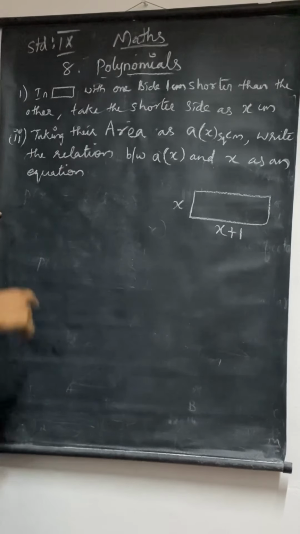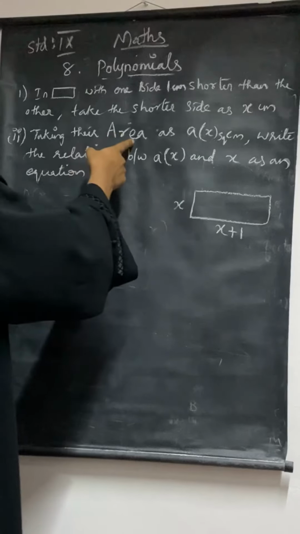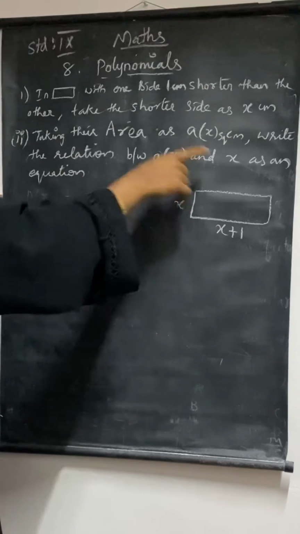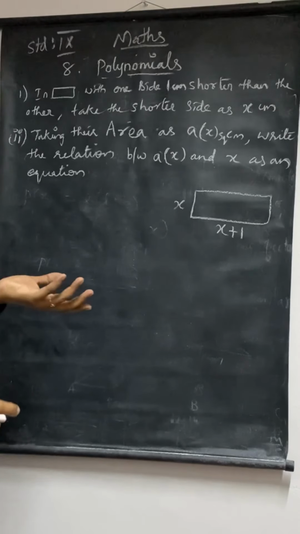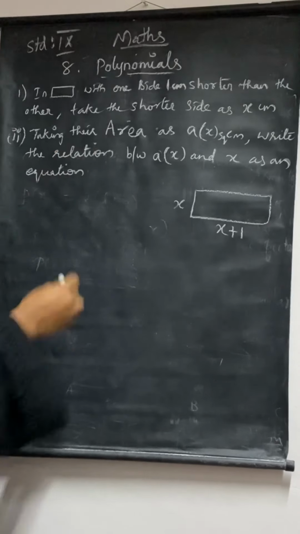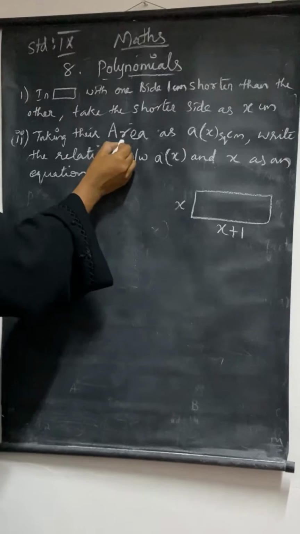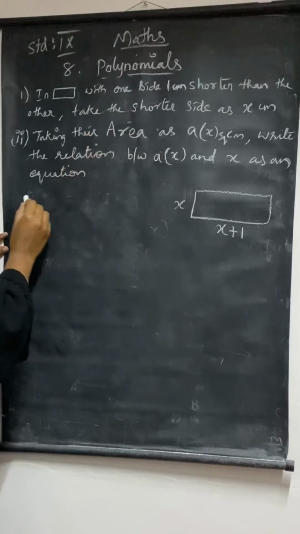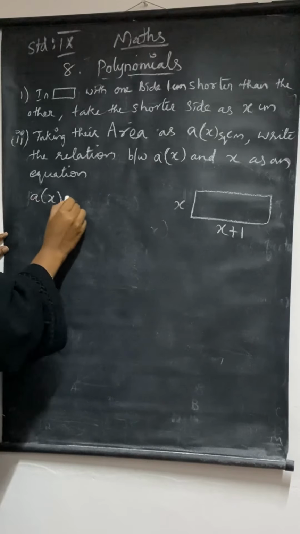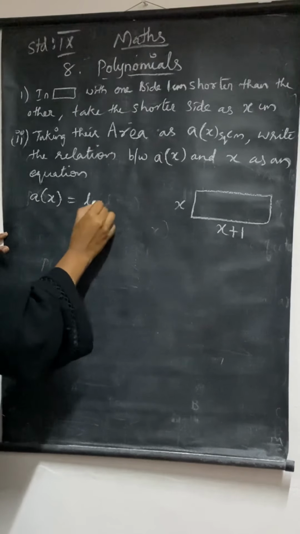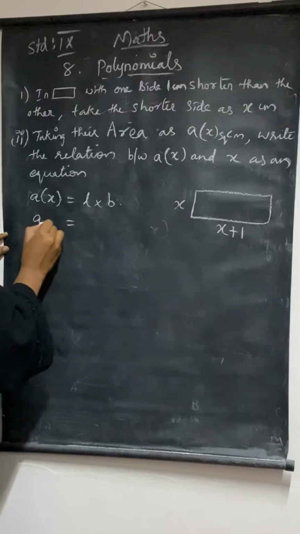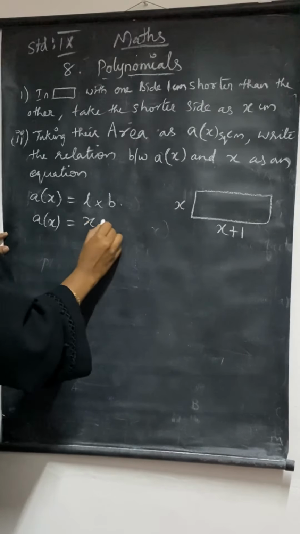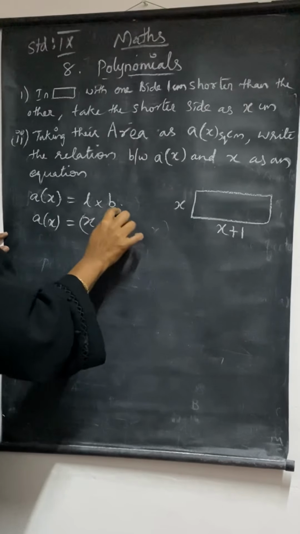Taking their area, before it was perimeter, now it is area as a of x square centimeter. Write the relation between a of x and x as an equation. So before it was perimeter, now it is area. So here which formula to use? Area formula to use. So before it was p of x, now it is a of x. So a of x is equal to, what is the area formula? Length into breadth. Now a of x is equal to, what is your length? Length x plus 1 into breadth x.